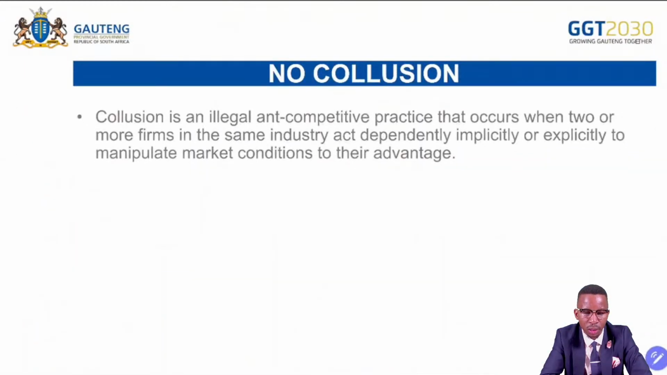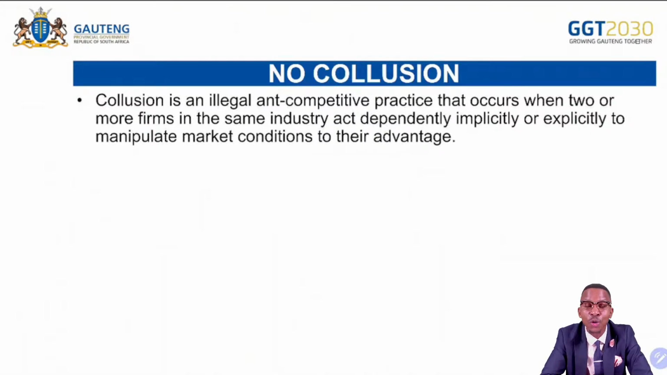There is no collusion under the monopoly. Remember, the firm is the only supplier of the unique product, so it does not have any other competitor and cannot collude. Collusion does not exist, either implicit or explicit, because the firm is the single supplier of the product. Collusion is an illegal anti-competitive practice that occurs when two or more firms in the same industry act independently or dependently, implicitly or explicitly, to manipulate market conditions to their advantage.